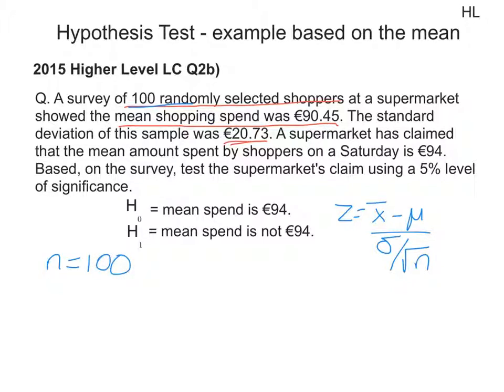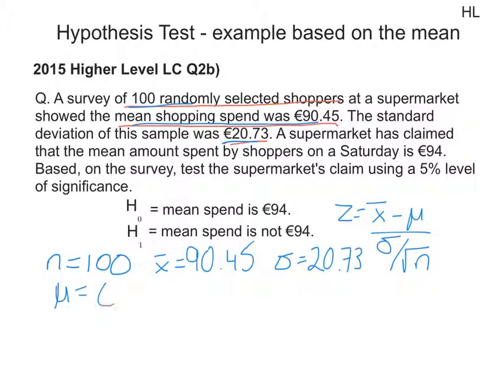Mean shopping spend was 90.45. So this means x bar equals €90.45. Standard deviation is equal to 20.73. And our mu value is given in the claim. It is €94.